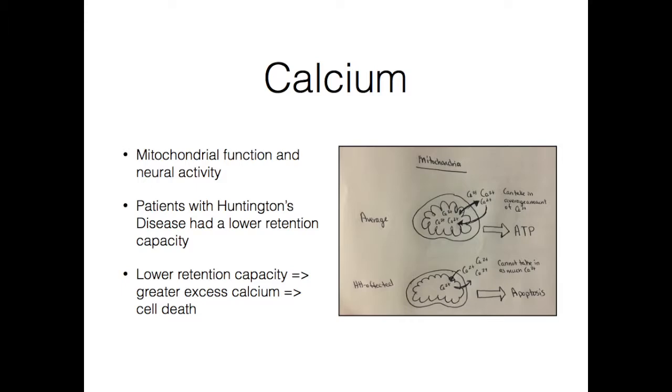calcium in mitochondria. Mitochondria are really important in making our cells function. They produce ATP, and that allows our cells to carry out their functions. Proper mitochondrial activity is critical to neural activity.